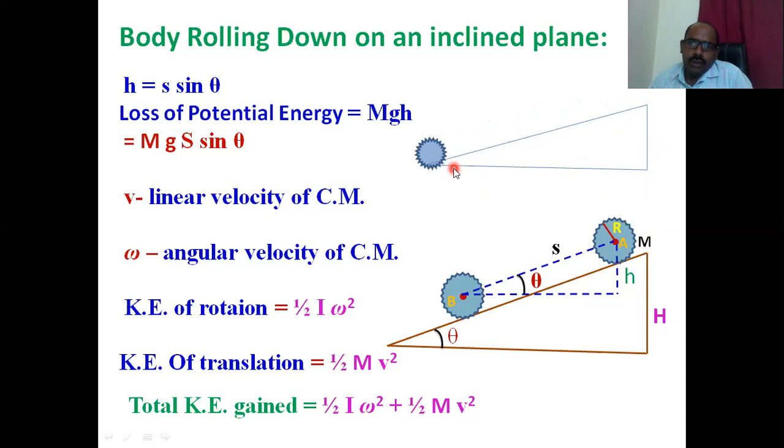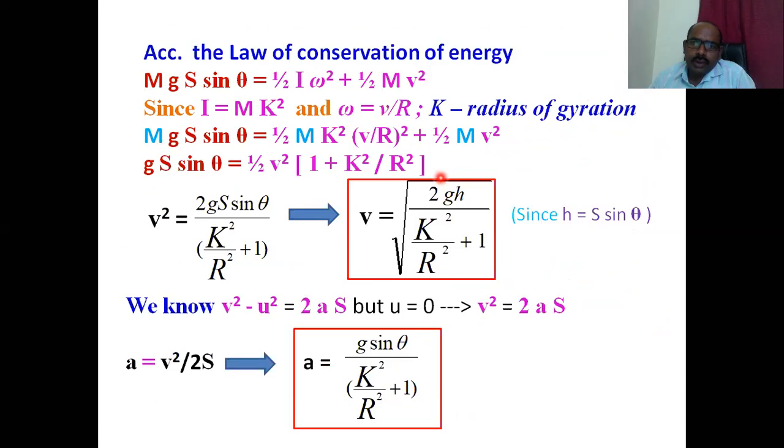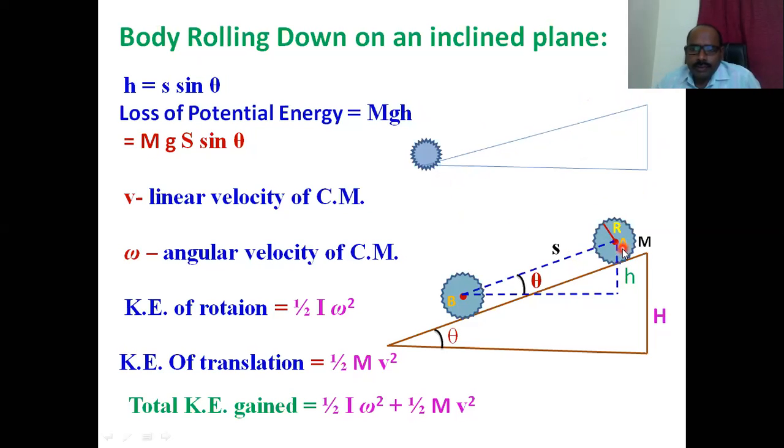So the cylinder rolls down just like this. In this process, it was initially at point A, and after rolling down to point B, its height is decreased. Its height from the ground is decreased by h distance. The vertical distance is h.